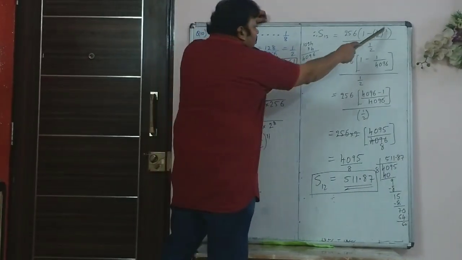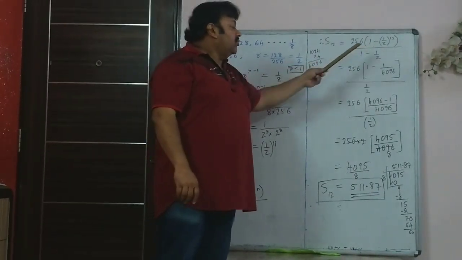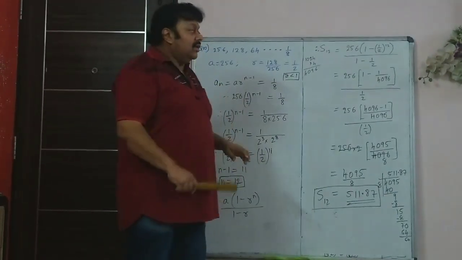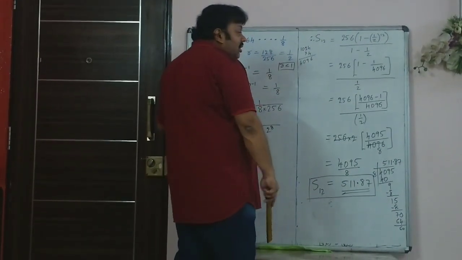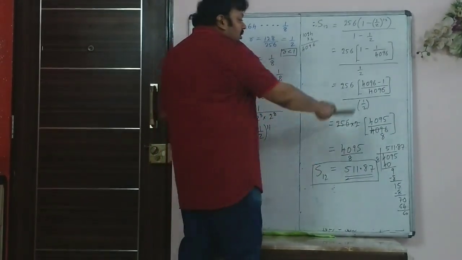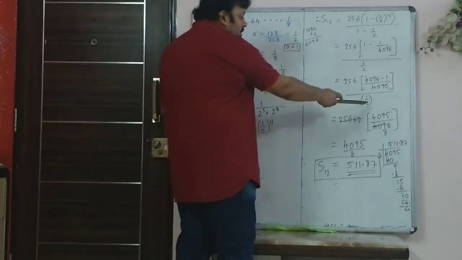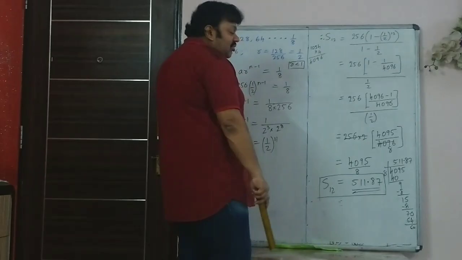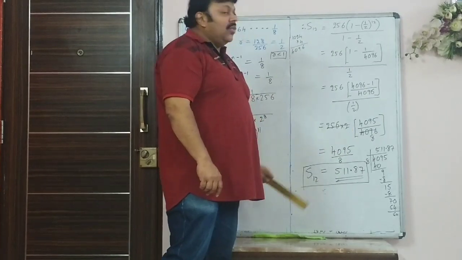So when you simplify, 2 raised to 10 is 1024. So 2 raised to 12 is 1024 into 4, that is 4096. So you take the LCM: 4096 minus 1 upon 4096. So this becomes 4095 upon 4096. This 2 goes to the numerator. So this 512 goes exactly 8 times with that. So your sum of n terms is 4095 upon 8.